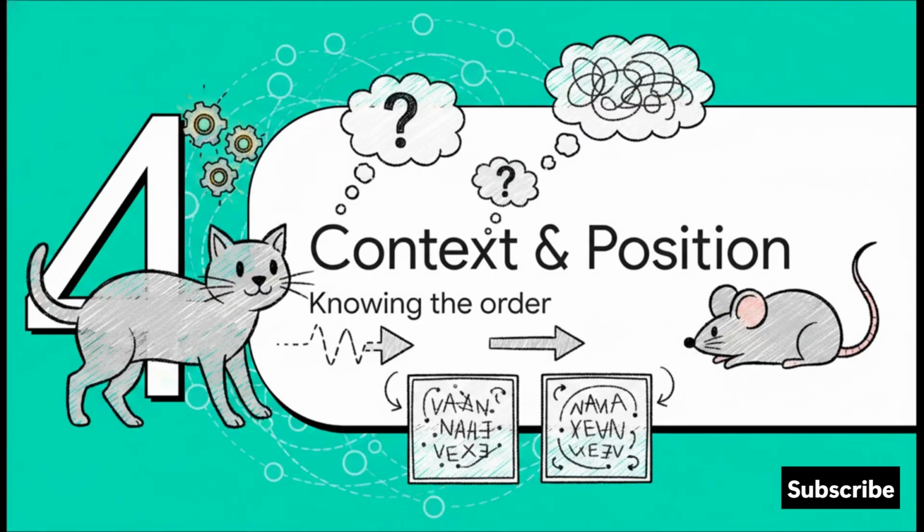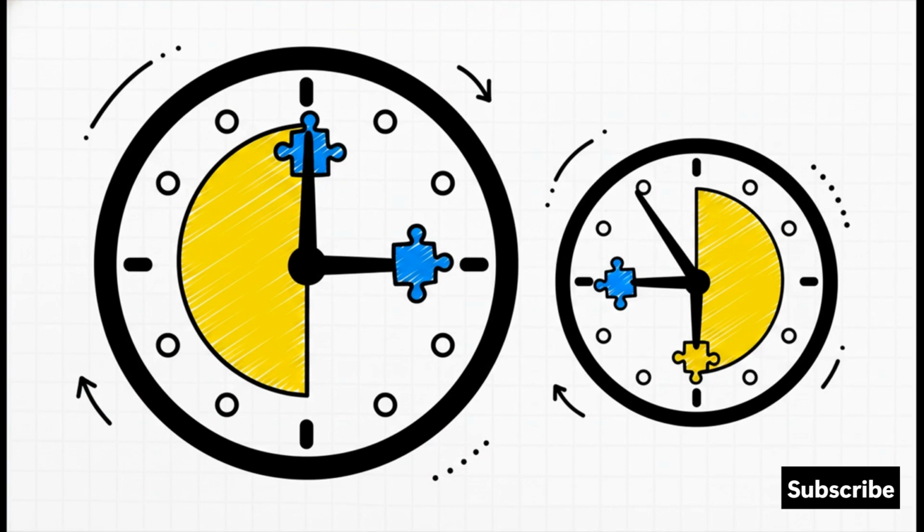Section 4. Understanding context and position. But wait, this creates a massive information gap. If a transformer reads every single word in a sentence at the exact same time in parallel, how does it know the order of the words? How does it know the cat ate the mouse isn't the mouse ate the cat? The answer is mathematically beautiful. It's called rotary position embedding, or RoPE.